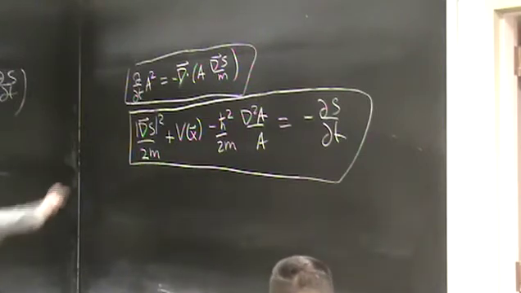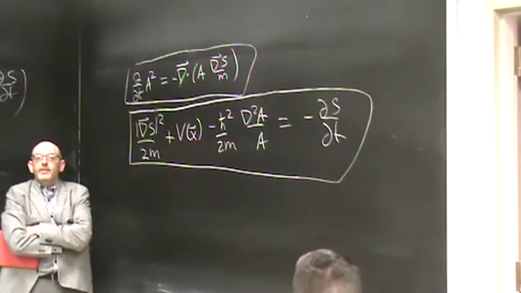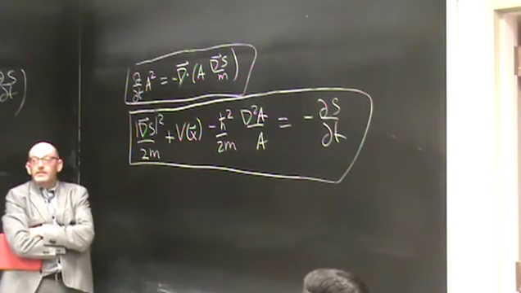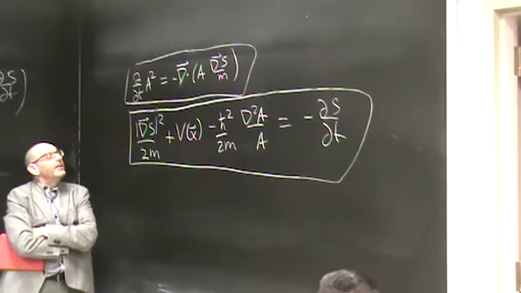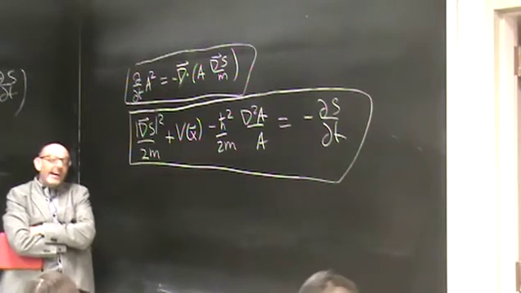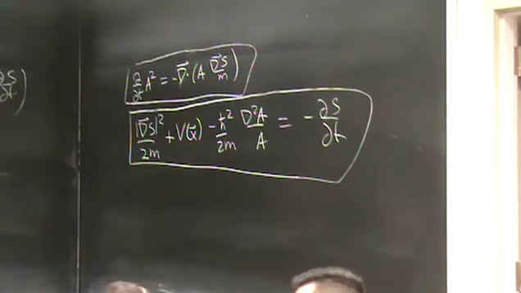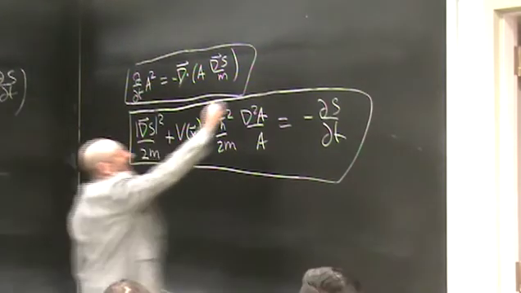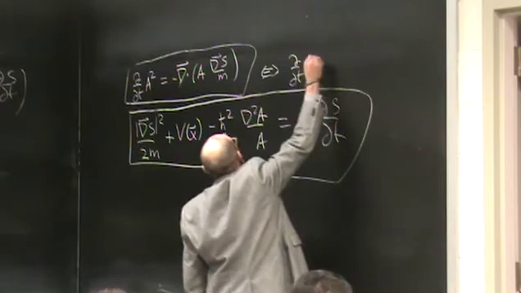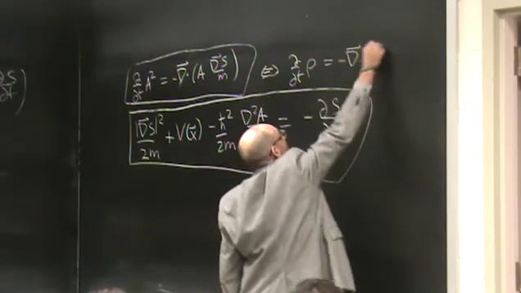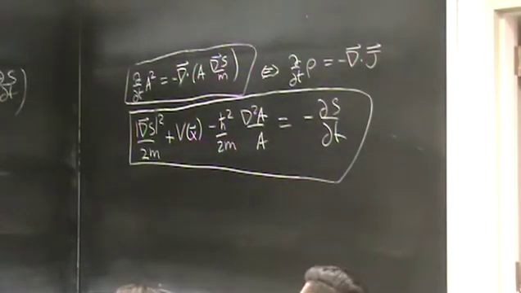Well, let's look at this first equation up here. Anyone have any thoughts about that equation? What does it look like? It looks like the continuity equation, right? In fact, it is the continuity equation, because what is A squared? Probability. A squared is rho, the probability density. So this is equivalent to d by dt of rho is minus the divergence of J, the continuity equation, the equation that says that the particle isn't lost or created.